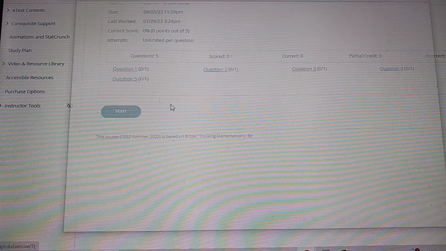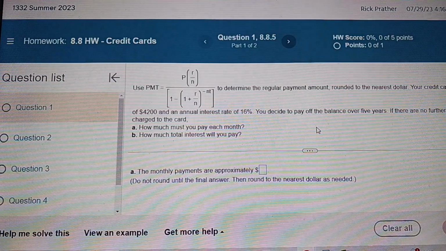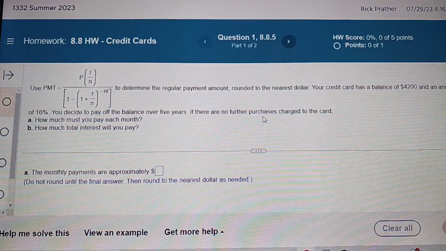Okay, we got 5 problems here. Some of these are short answer like that last one of the previous section, but some of these take a while. So here we have this payment thing again. If you're paying a credit card off, if you want your monthly payments, same formula. And it does say round to the dollar. Your credit card has a balance of $4,200. There's an interest rate. See, this is what happens with credit cards, the interest rate gets really high, 16%. You decide to pay off the balance over 5 years. And if you don't make any more purchases, now if you keep buying stuff, it's going to slow you down.